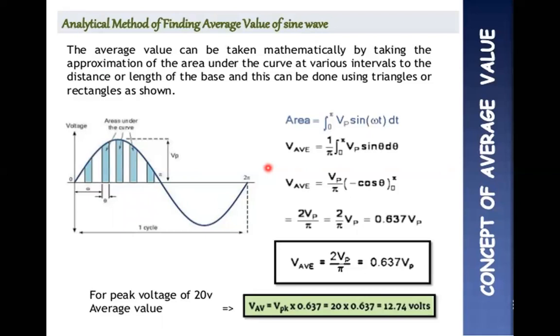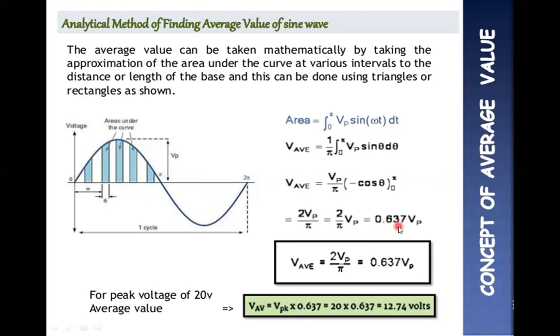So the average value will be equal to what? 1 upon pi into the integral from 0 to pi of Vp sine theta d(omega t). This is an omega t, and this angle we have taken as pi, so it comes into this form. If you integrate sine theta, it is nothing but minus cos theta. So this comes like Vp by pi into minus cos theta, with limits of integration 0 to pi. If you substitute, you get 2 Vp by pi.